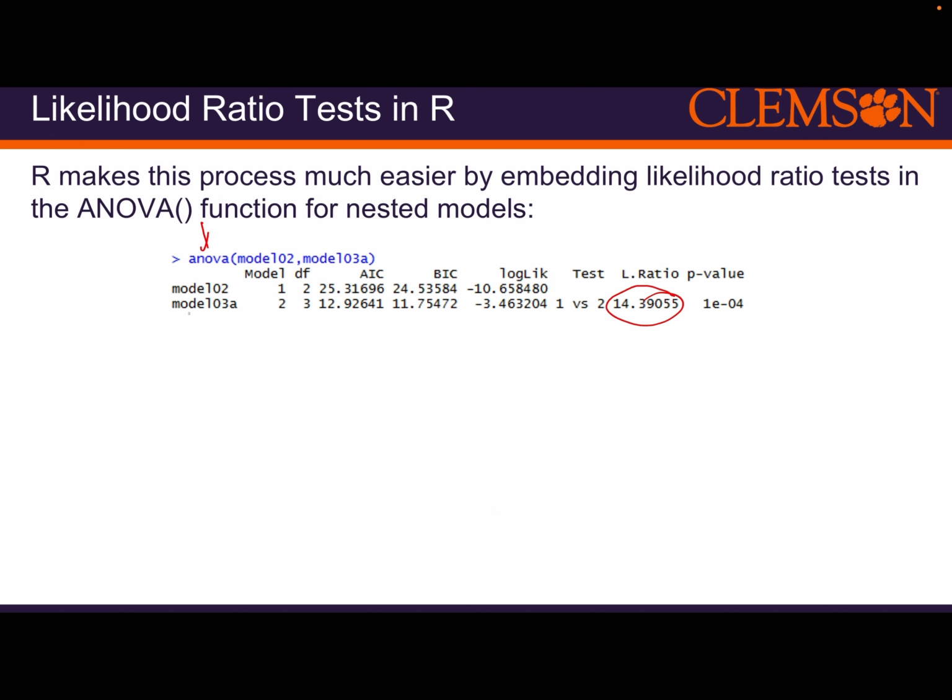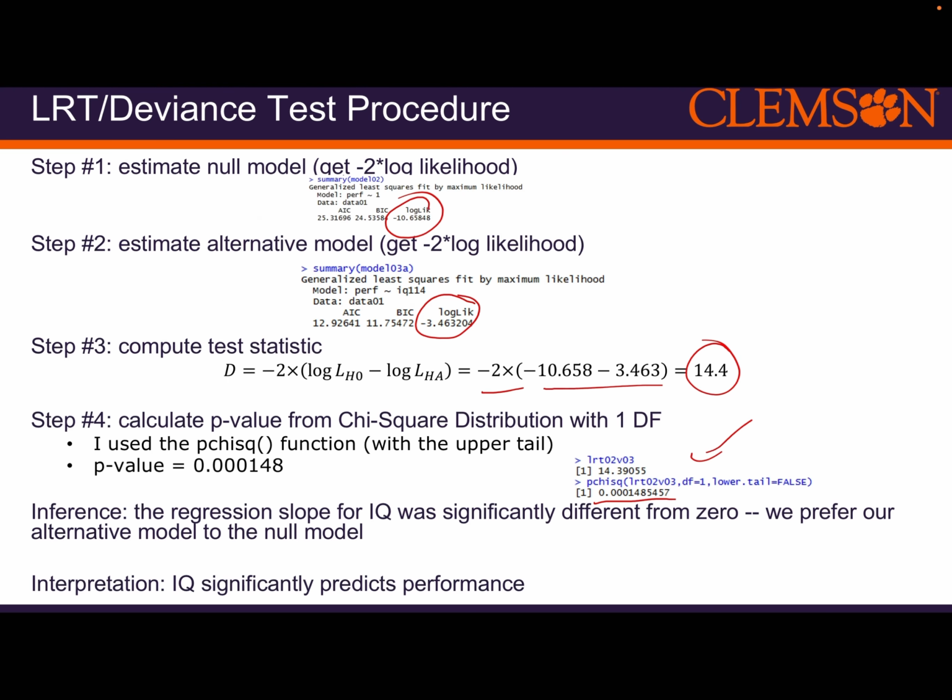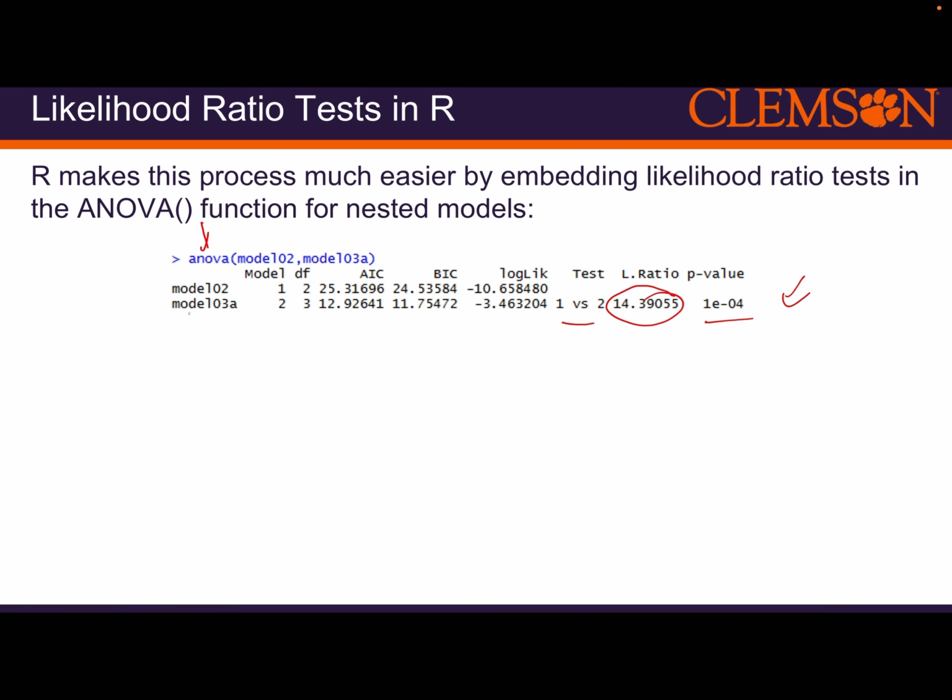There's our likelihood ratio. There's our p-value. The test is model 1 versus model 2. And we would reject that null hypothesis in almost all circumstances, given that that p-value is really, really tiny. Pretty cool, huh? Now, likelihood ratio tests, again, work for linear models, but work for many other models as well.